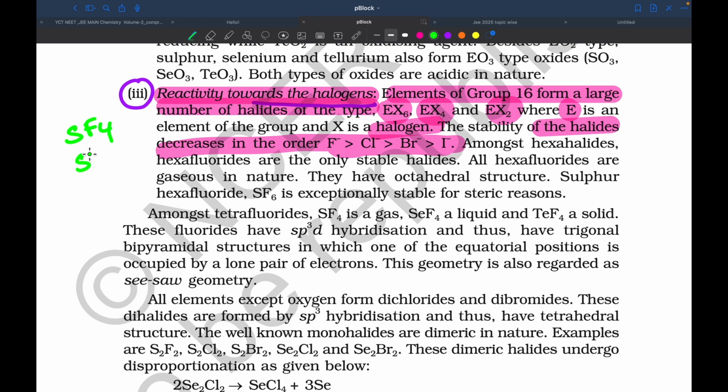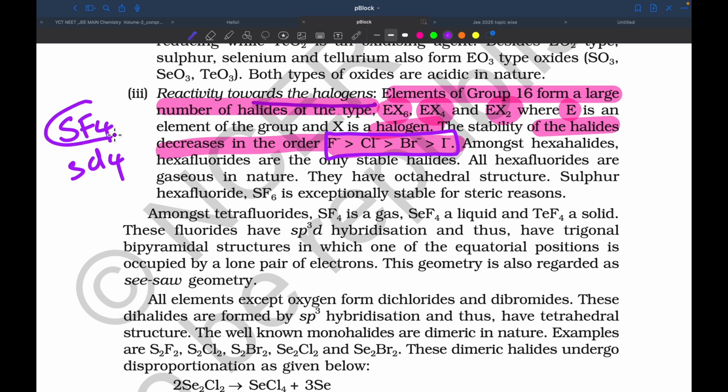If I write SF4 and SCl4, which one do you think is the most stable here? So which one is more stable? I have two compounds, SF4 and SCl4. So it follows this order. According to this order, fluorides are stable. So SF4 is more stable than SCl4. What is the reason? Fluorine forms a strong bond and it's close to the sulfur. That's why stronger bonds are formed here, and that's why fluorides are more stable. The stability order decreases in this order.